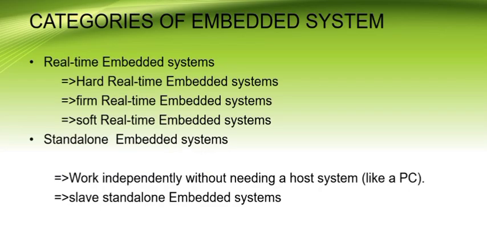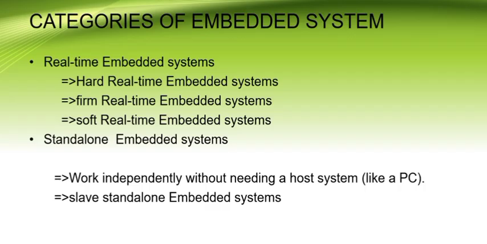Let's dive into the categories of embedded systems. Embedded systems come in various types. They are real-time embedded systems, standalone embedded systems, networked embedded systems, mobile embedded systems, and hybrid embedded systems.